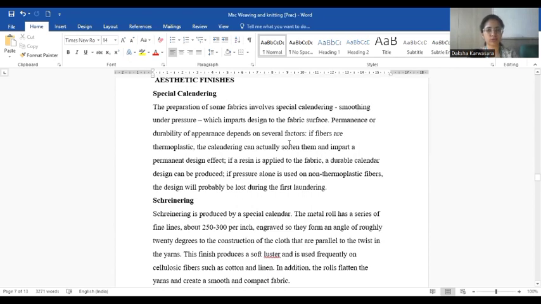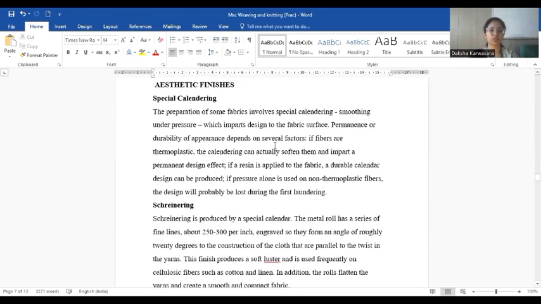In the aesthetic finishes, first of all, special calendering finishes. Special calendering finishes involve smoothing of the fabric. Permanence or durability of appearance depends on several factors. If fibers are thermoplastic, the calendering can actually soften them and impart a permanent design effect. If a resin is applied to the fabric, a durable calendar design can be produced, and if pressure alone is used on non-thermoplastic fiber, the design will probably be lost during the first laundering.